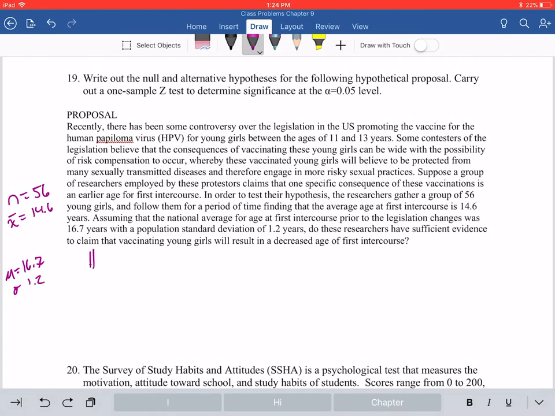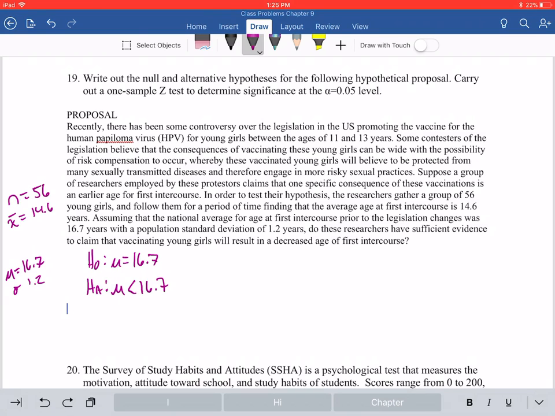So our null hypothesis that they're stating is that mu is 16.7. The alternative hypothesis for them is that mu is going to be less than 16.7, right? They're trying to prove that females who get this vaccination have intercourse at an earlier age.